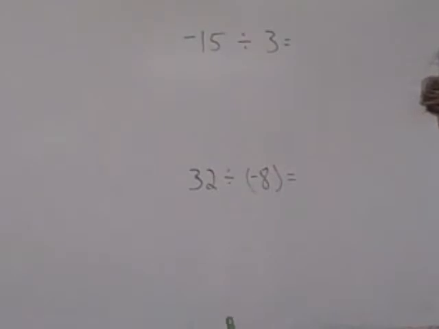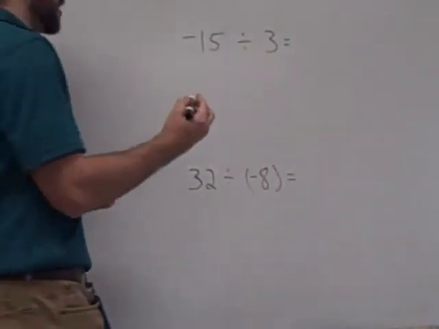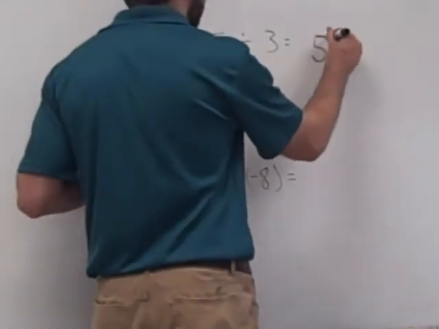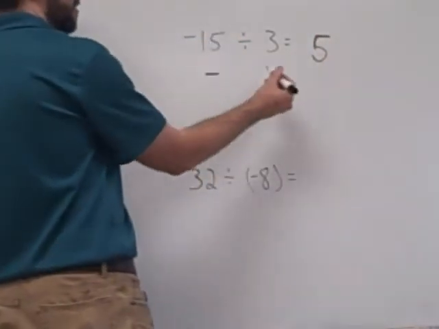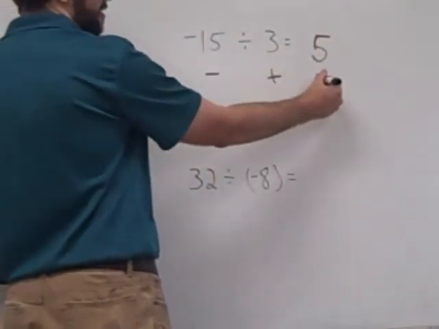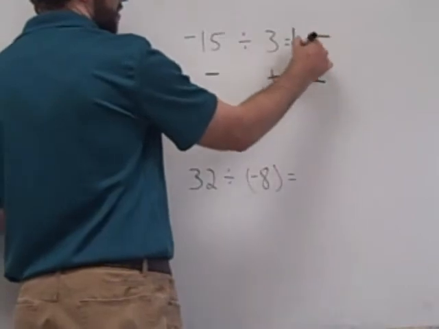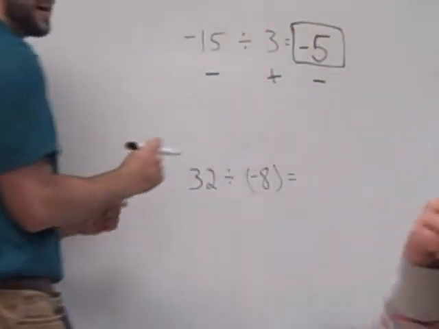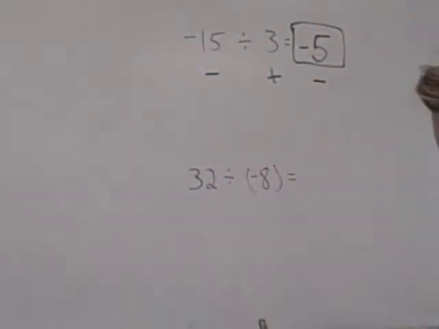Negative 15 divided by 3. What's 15 divided by 3? 5. So we get the answer, we do the division first. We get 5. We have one negative number. I have a negative and a positive, so my answer ends up negative, so it's negative 5. This is almost like a review, isn't it? It's just now we're dividing instead of multiplying.